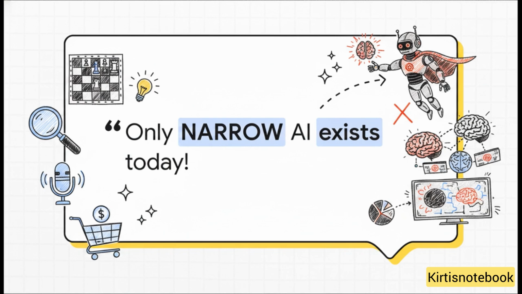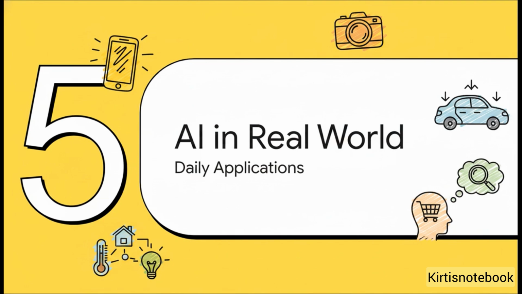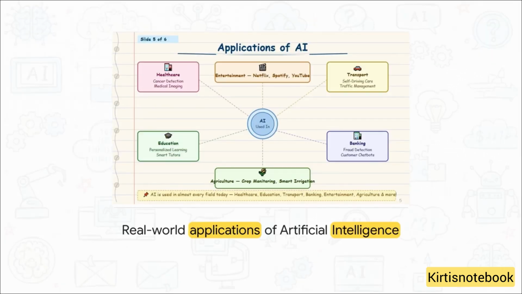Today, right now, we strictly only have narrow AI, which perfectly transitions us into Section 5, AI in the real world. Since we only have narrow AI, where are you actually seeing these technologies pop up in your daily life? It is honestly everywhere. Let's quickly bounce through this mind map.